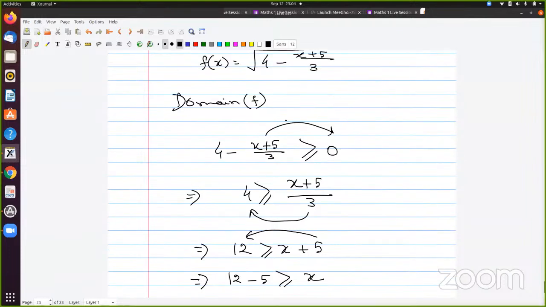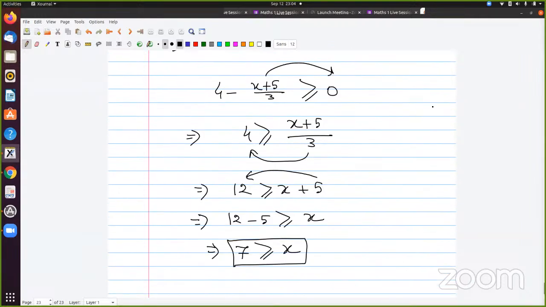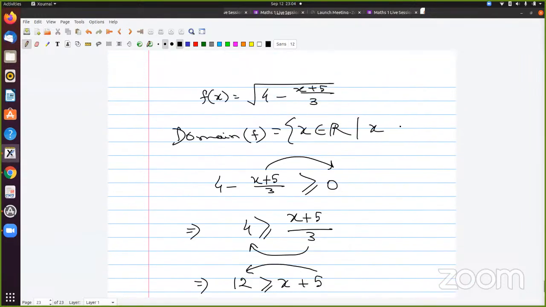So the domain of the function is all x such that x is less than or equal to 7. This set is minus infinity to 7, including 7. Is it clear? Yes, sir. Now can you try that? Yes, sir, that is exactly the same type of problem.